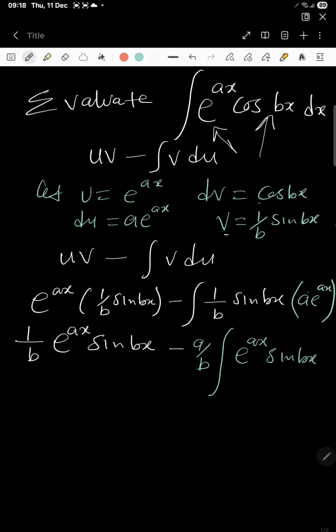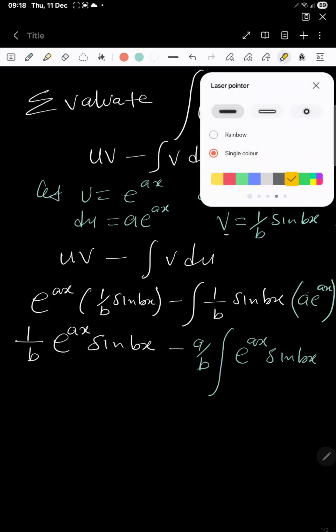So what I've done there is I've multiplied the 1 over b times the a. I've got an a over b here, and then we've also multiplied e to the power ax, which has just come in front, and then sine bx, which is there. So this is here and then this is here. That's what I've done.